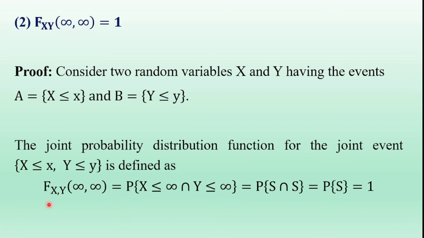Then the joint distribution function is F_XY(infinity, infinity) is equal to probability of X less than or equal to infinity intersection Y less than or equal to infinity. So X less than or equal to infinity is the sample space, that is the certain event, sure event. S intersection S is S. So probability of S is 1. So this is the second property.